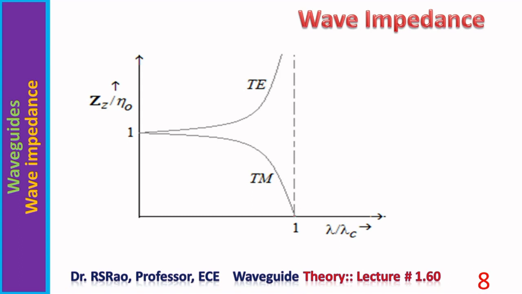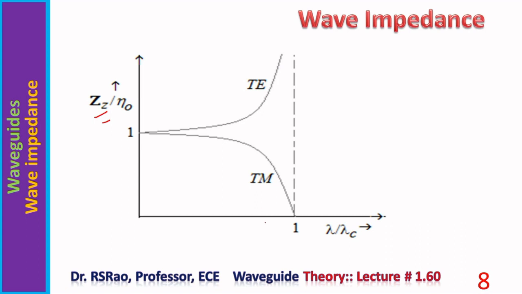When wavelength is equal to the cutoff value for TM mode, the wave impedance assumes 0. For TE, it is assuming infinity. As frequency is increased from the cutoff value, or wavelength is decreased from its cutoff value, the wave impedance is increasing for TM.